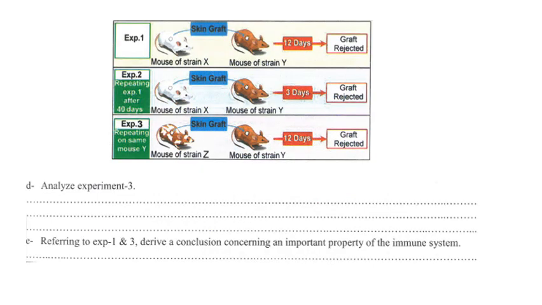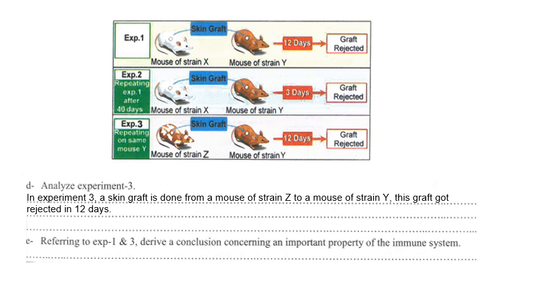Analyze experiment 3. In experiment 3, a skin graft is done from a mouse of strain Z to a mouse of strain Y. This graft got rejected in 12 days. Simply, we started from the variable, then the result. You can change it if you want, from the result to the variable.